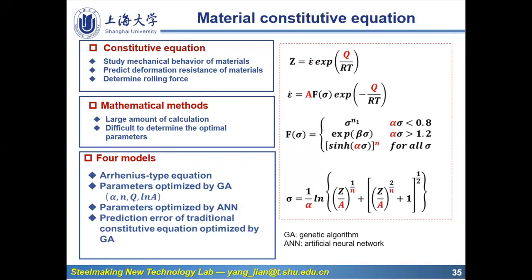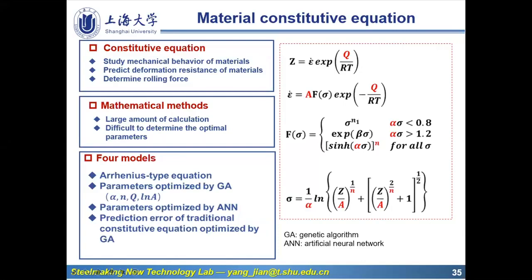In this study, we use 4 models. The first one is the Arrhenius type equation. The second one is the parameters optimized by the genetic algorithm. The third one is the parameters optimized by the artificial neural network. And the fourth one is the prediction error of the traditional constitutive equation optimized by the genetic algorithm.